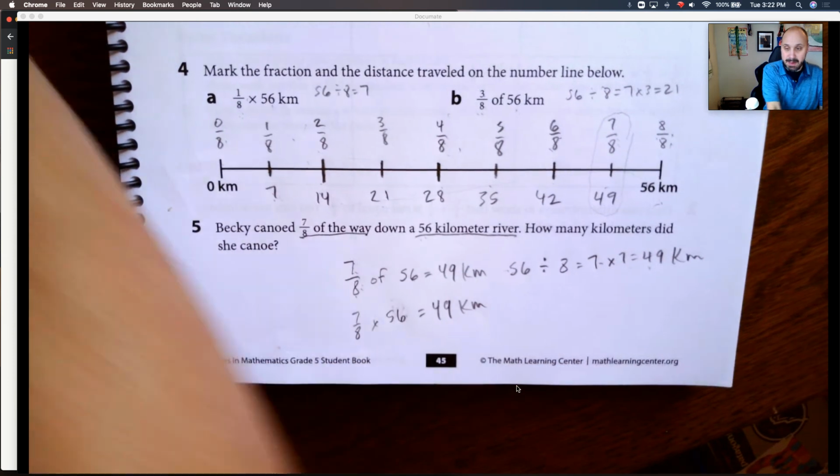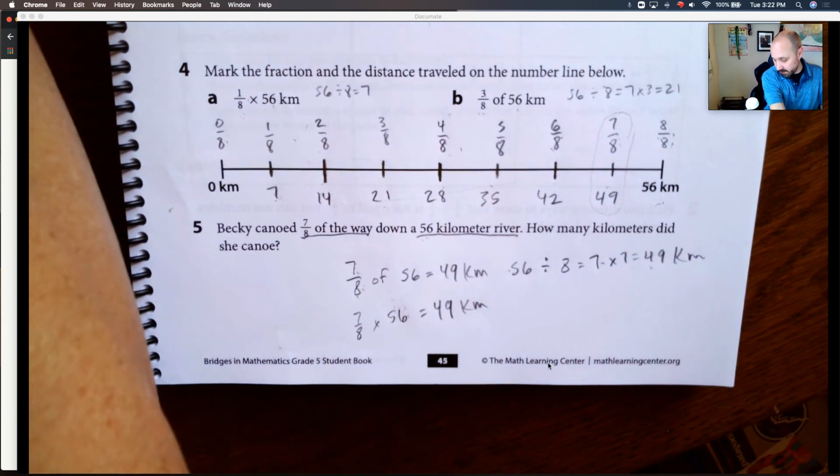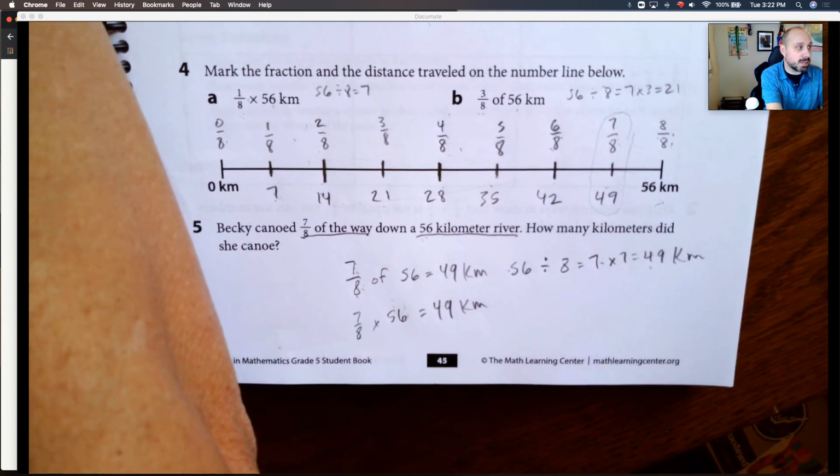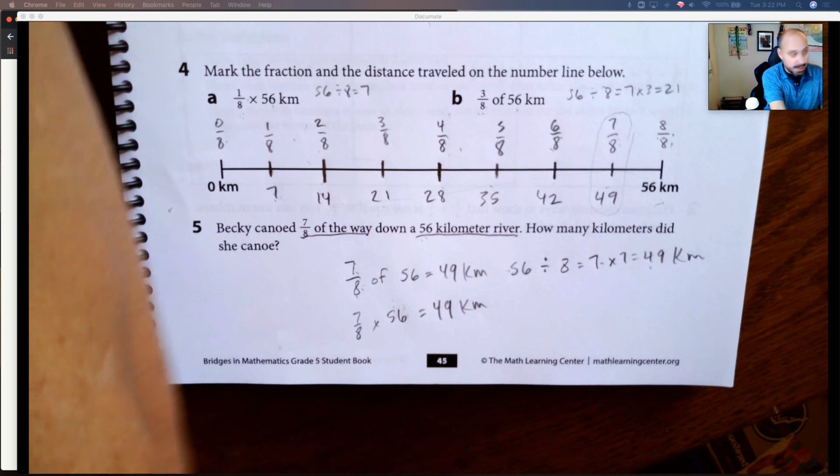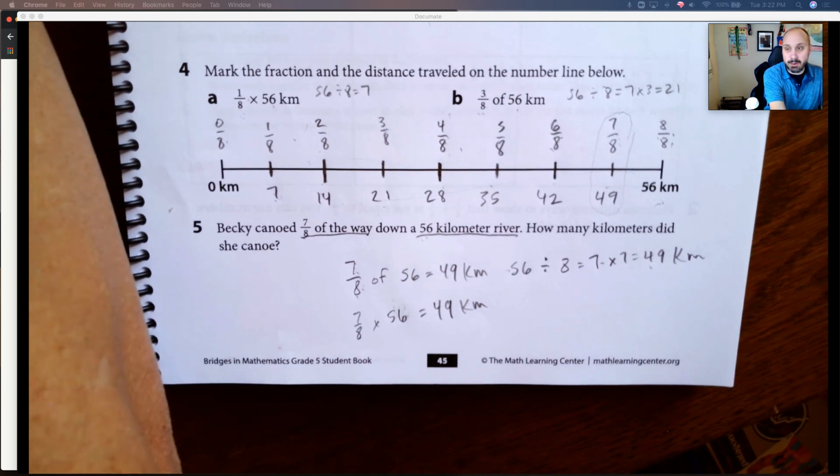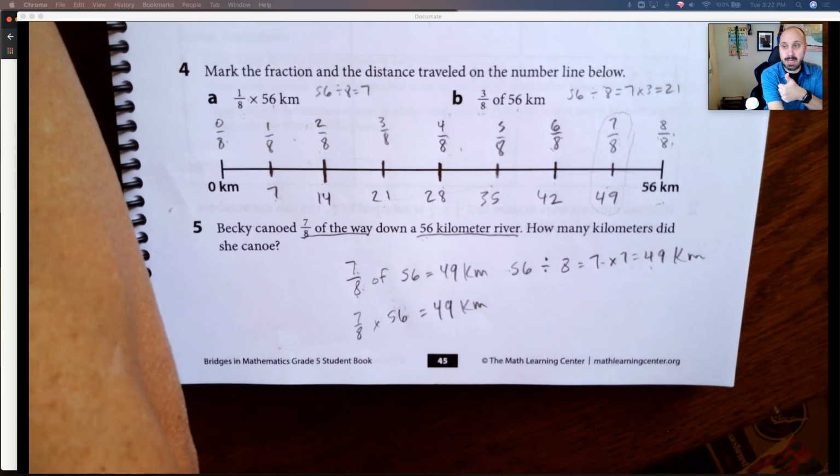All right, so that's page 50. No, sorry, I almost said 56 because I'm so used to saying that. That's page 45. Hopefully that was helpful. Great job, class.